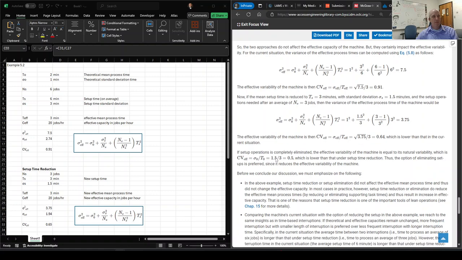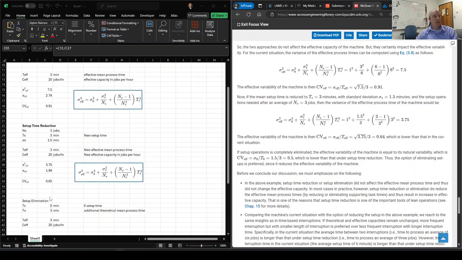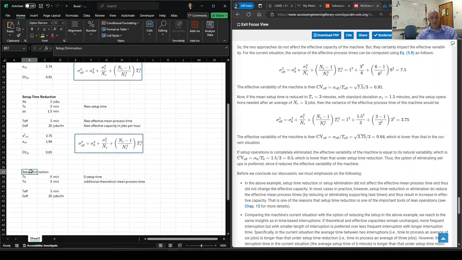So if setup operations is completely eliminated, the effective variability of the machine is equal to its natural variability. So we're doing the setup elimination option now, and if we look at the variation of the setup elimination, that's what this paragraph is telling us. If the setup is completely eliminated, then the effective variability of the machine is equal to its natural variability, because there's no variability on the setup. And the natural variability would be equal to this equation here.